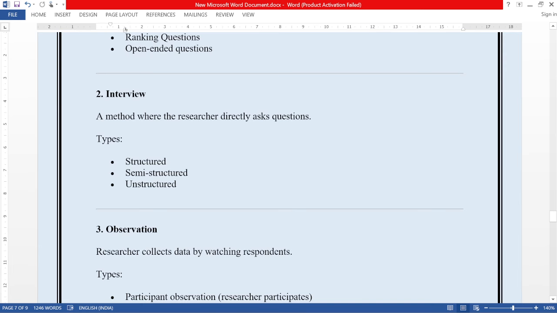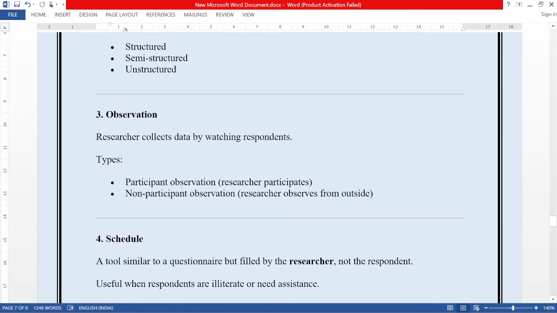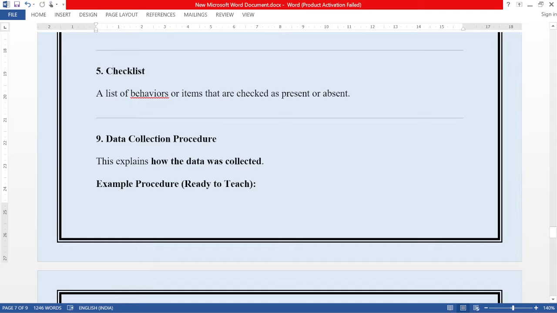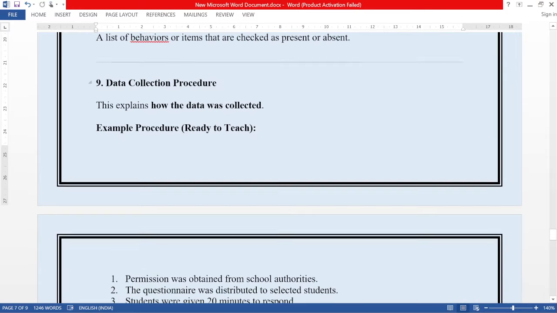Now interview, a method where the researcher directly asks the questions: structured, semi-structured, unstructured. Observation: the researcher collects data by watching respondents, either participant observation or non-participant observation. A schedule is a tool similar to a questionnaire but filled in by the researcher, not the respondent, useful when respondents are illiterate or need assistance. Checklist: a list of behaviors or items that are checked as present or absent.